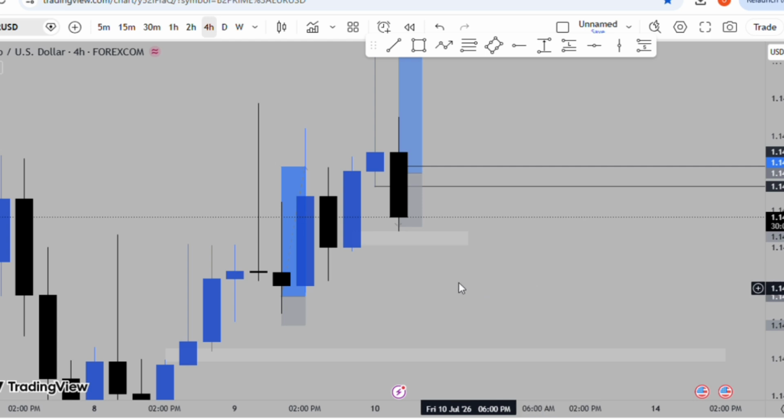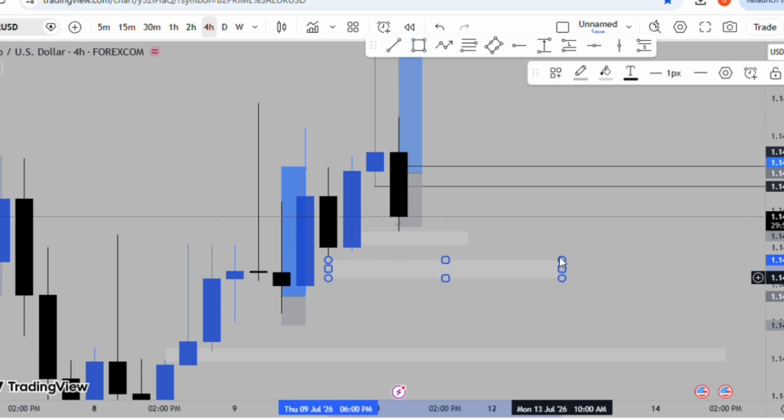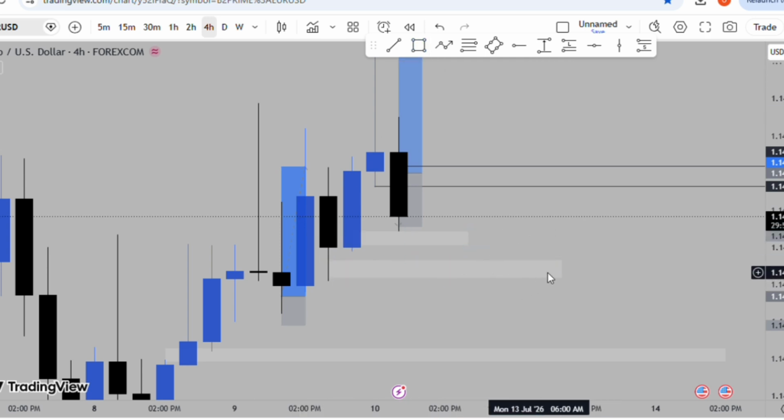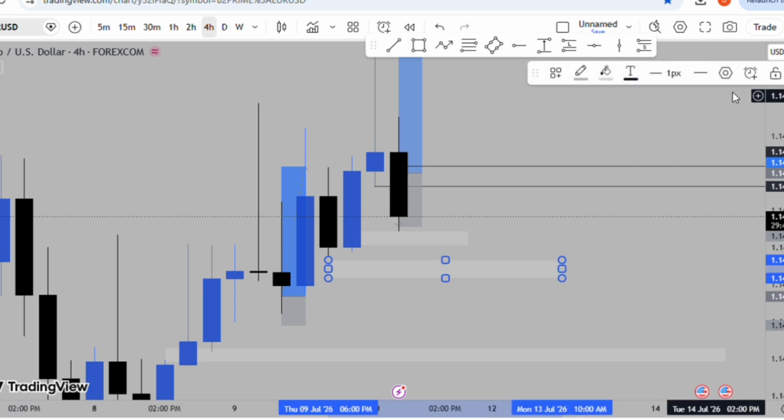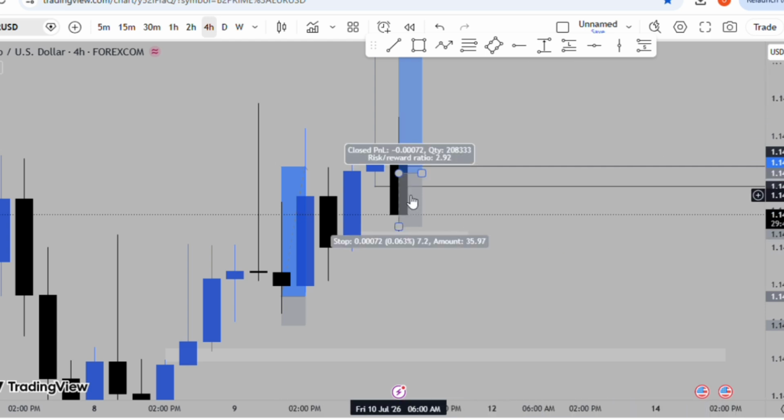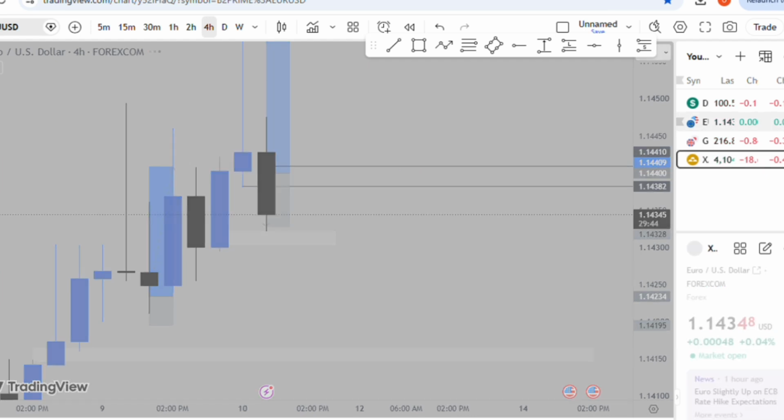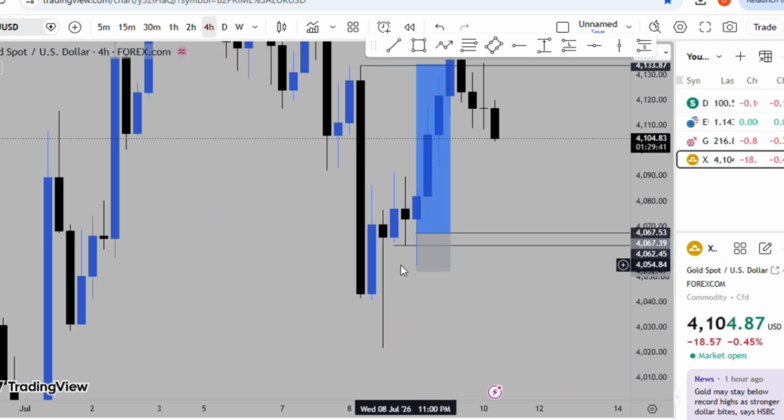We're going to wait for this candlestick to close. Then the next candlestick is going to determine where we are going. These are rejection blocks over here. The next candlestick is going to determine where we are going to be going. Do you understand? I hope you understand and learn a lot from this particular video.